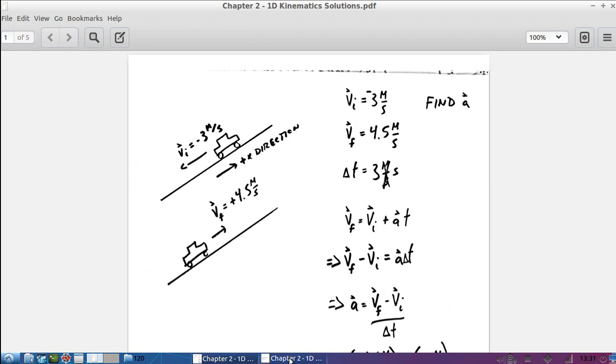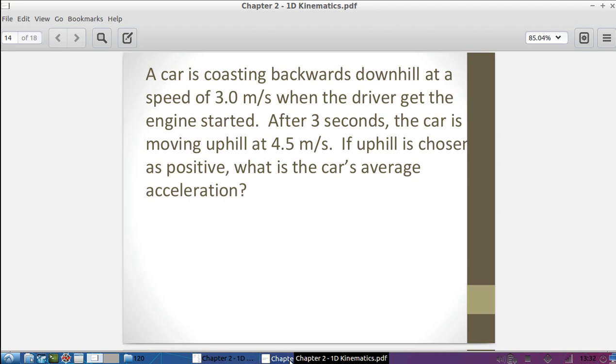So I'm just going to be jumping back and forth between these two, talk you through the problems, give you some pointers on the algebra, let you know what I'm doing algebraically, what I'm solving for. Just make a couple points about notation and how I like to write out and solve these types of problems. So first problem is car coasting backwards downhill.